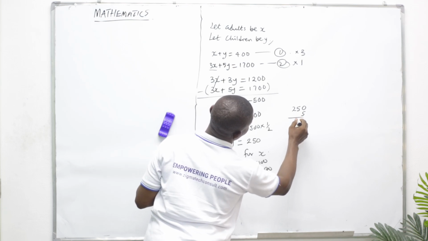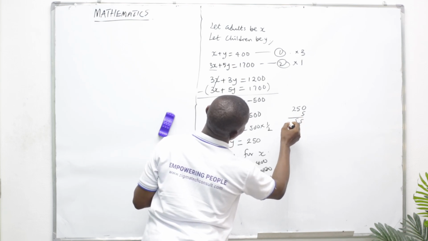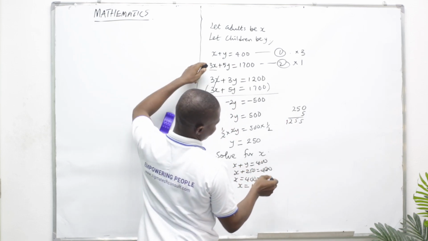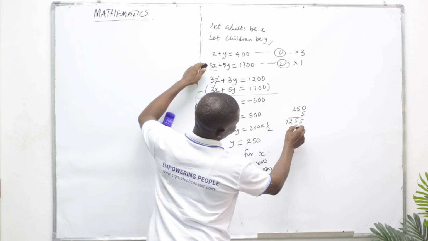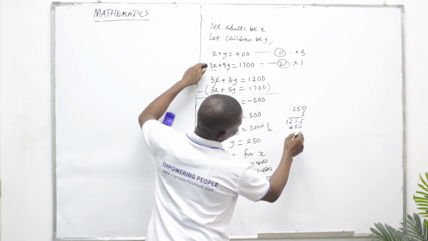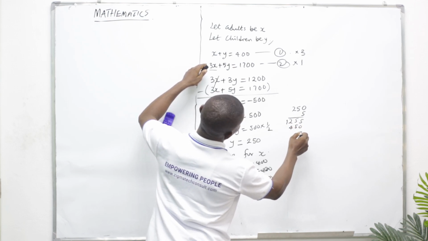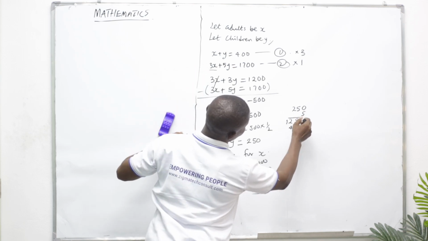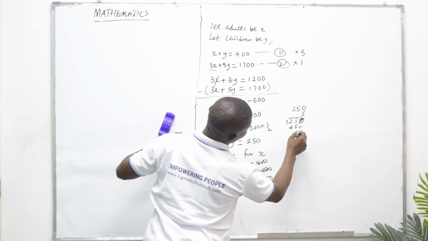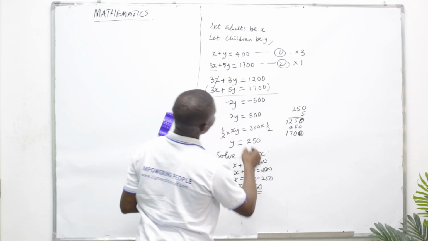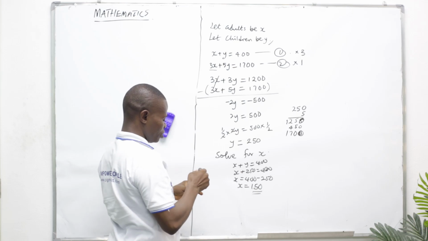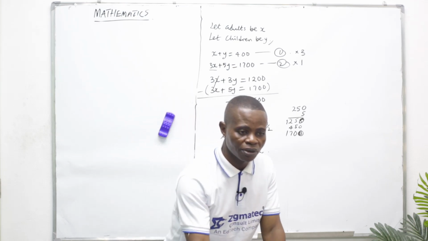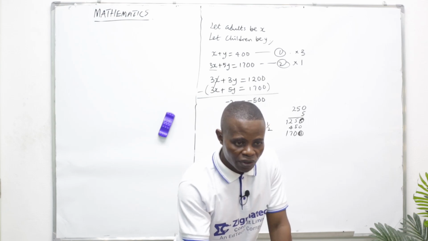This is 10. Then 3 multiplied by 150 is 450. This is 5. You can see it will also give this. So you can see that what you have solved is in order. So you go to the next question.